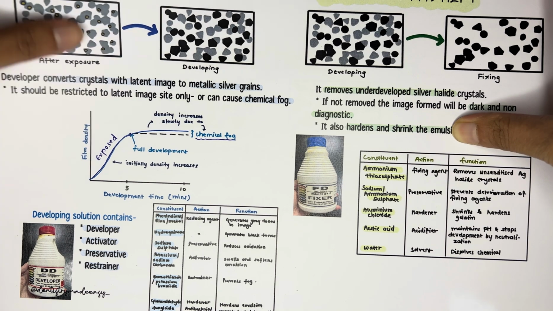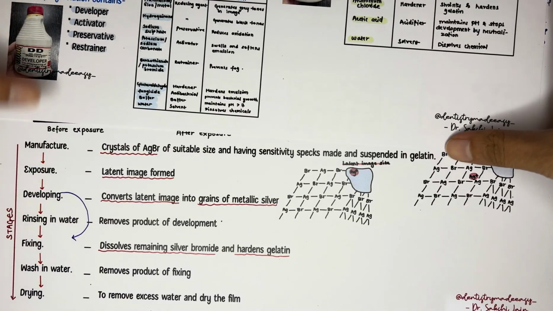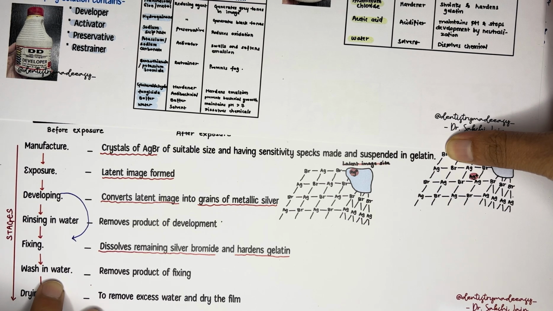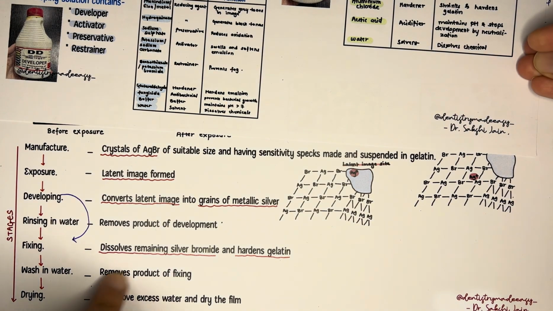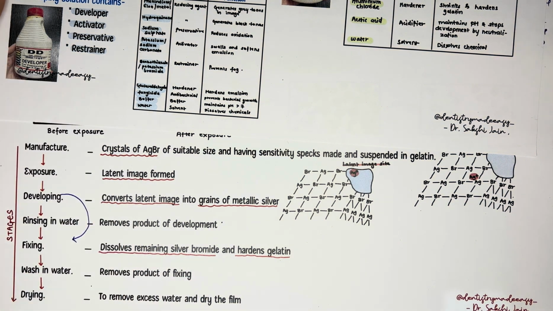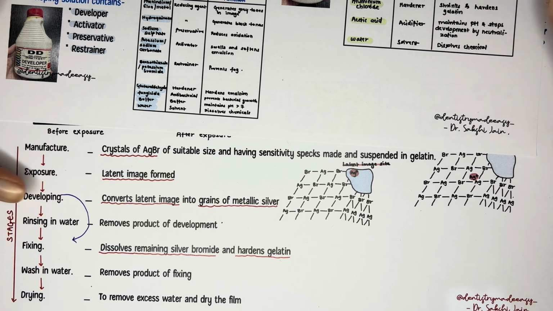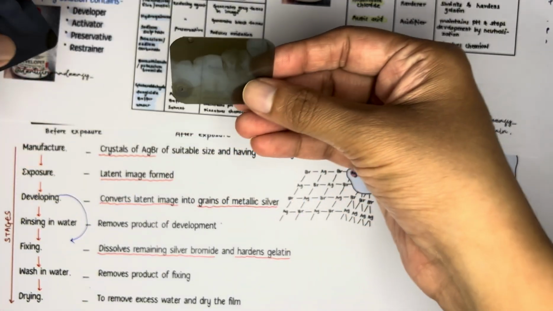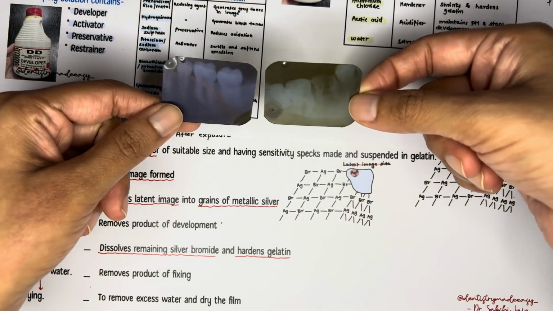And the last thing that you're going to do after fixing is rinse or wash the X-ray film under tap water so as to remove the product of fixing. After fixing, the processed film is washed in water to remove all the thiosulfate ions of the fixing solution. If you are not removing them, that will lead to staining of the X-ray film.